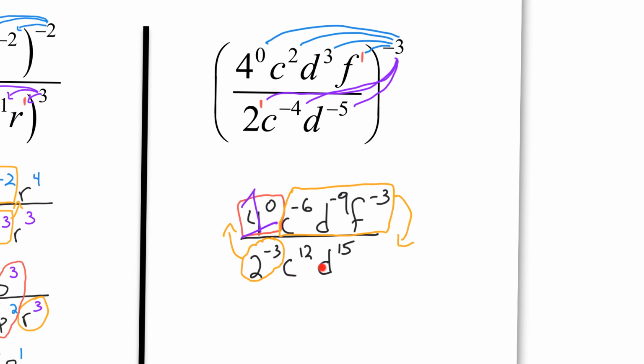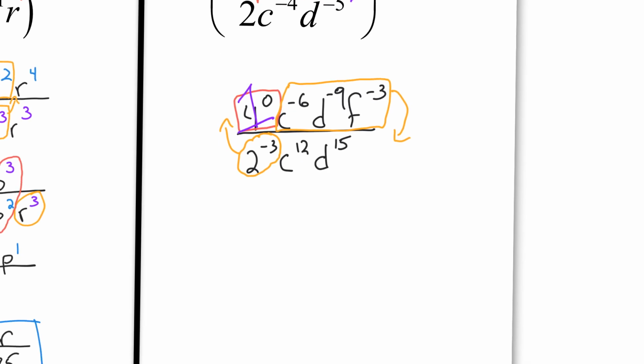These two variables, C and D, have a positive exponent. So those are going to stay where they are. They're on the bottom of the fraction, so I'm going to keep them on the bottom of the fraction. So I'm going to rewrite this. I have my fraction line here. I'm going to take the 2 to the third power on the top. On the bottom, I have C to the 12, and D to the 15. I keep those on the bottom. And I'm going to bring the C to the 6 on the bottom, D to the 9th, and F to the third power. So all of this here becomes the bottom.